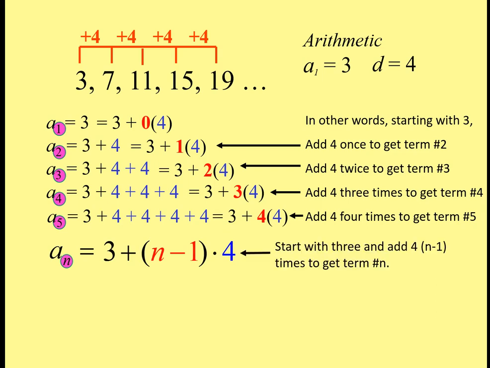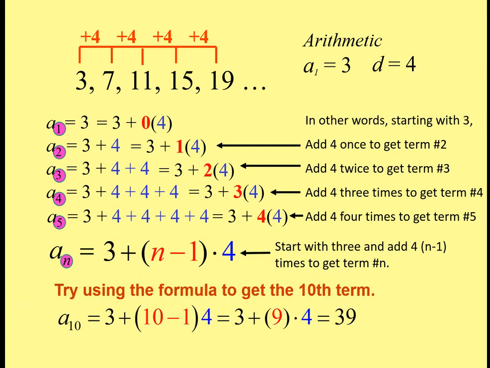So in words, this formula is telling us to get to term n, we start with 3 and we add 4 n minus 1 times. 1 less than the term number. Try using the formula to get the 10th term. Well, we would start with 3 and add 4 9 times to get term number 10.